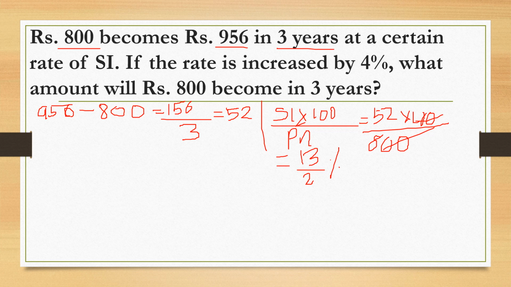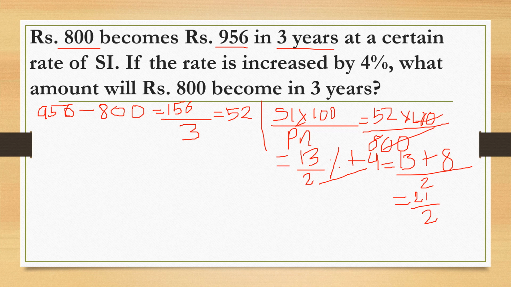So if the rate is increased by 4%, what amount will rupees 800 become in 3 years? We have to add 4 percent to this 13 by 2. What is the new rate? We can write 13 plus 2 into 4, 8, whole divided by 2. So the new rate is 21 divided by 2. Now we can find the amount.